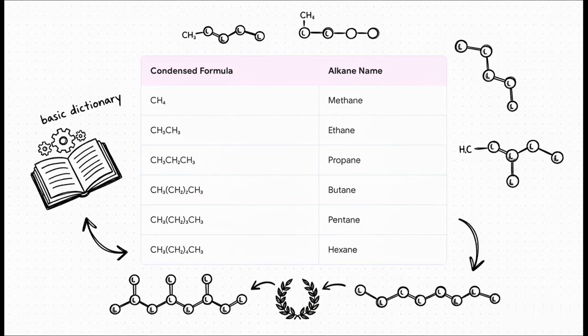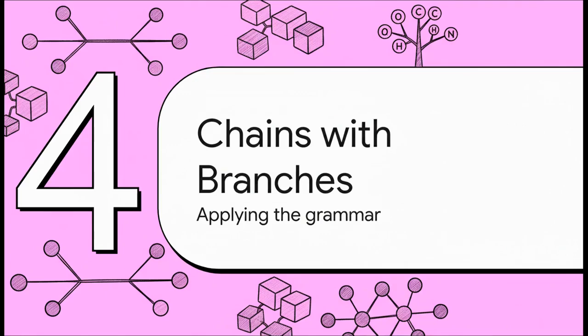5 is pentane, 6 is hexane, 7 is heptane. You see the pattern. This table right here, this is basically our dictionary. But, of course, life isn't always that simple, right? Molecules aren't always just nice, straight lines. Nope, they have branches coming off them. And this is where we really have to learn the grammar.